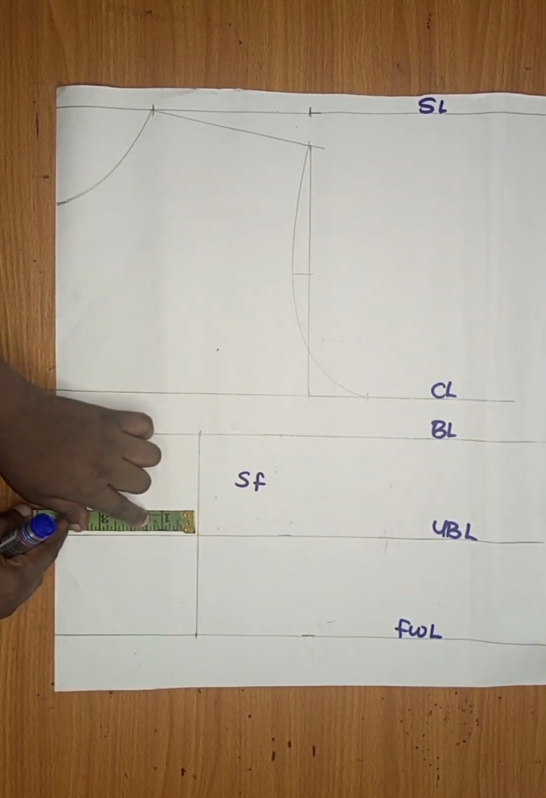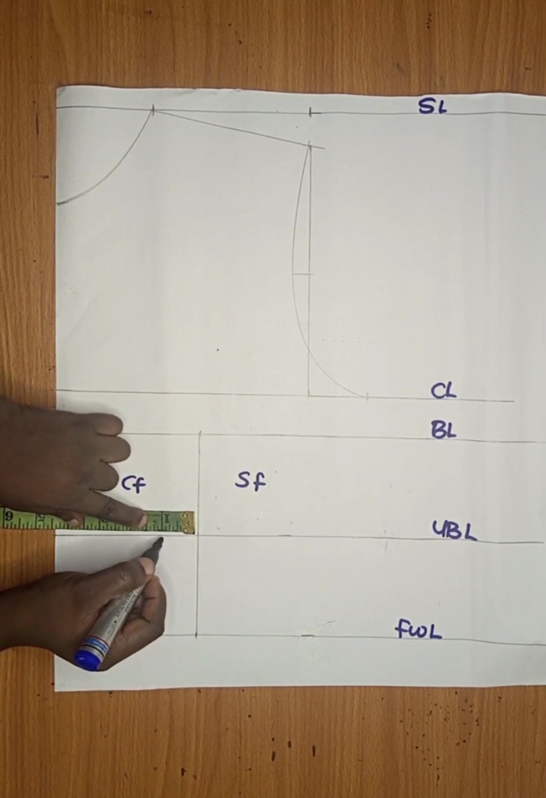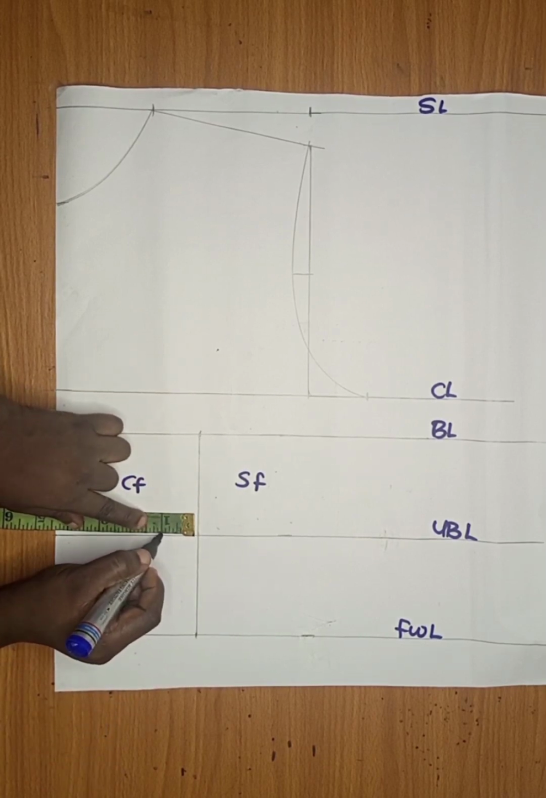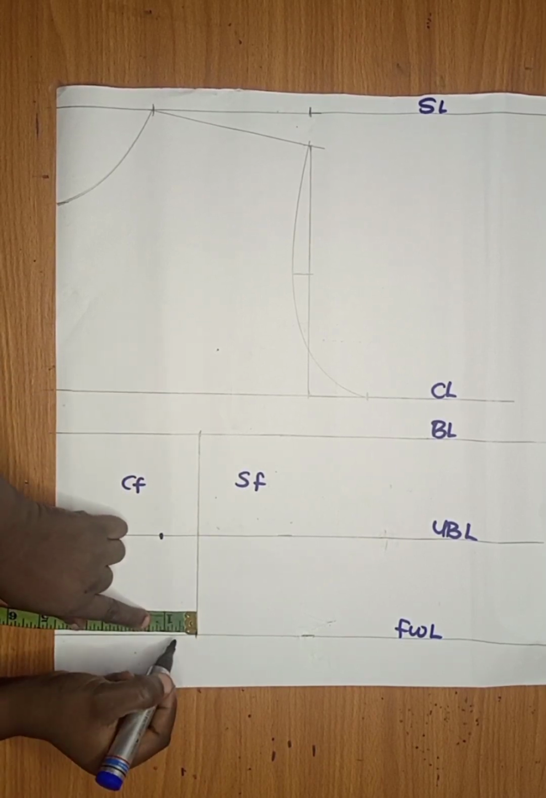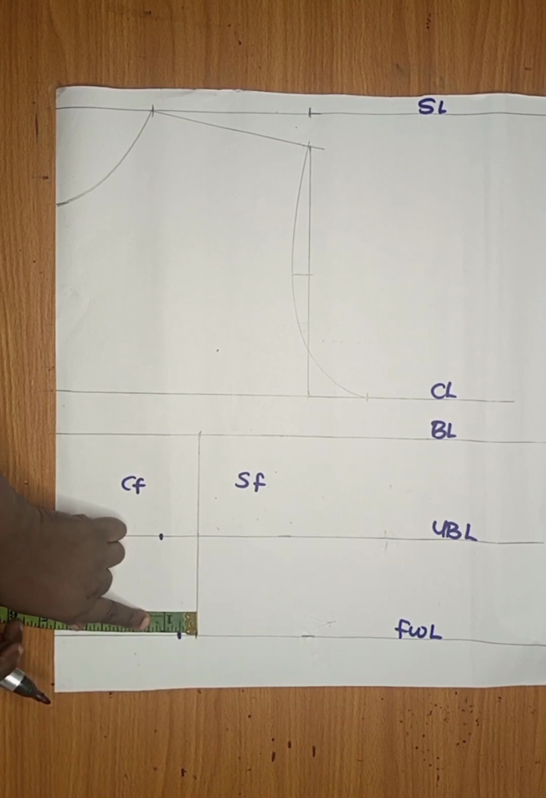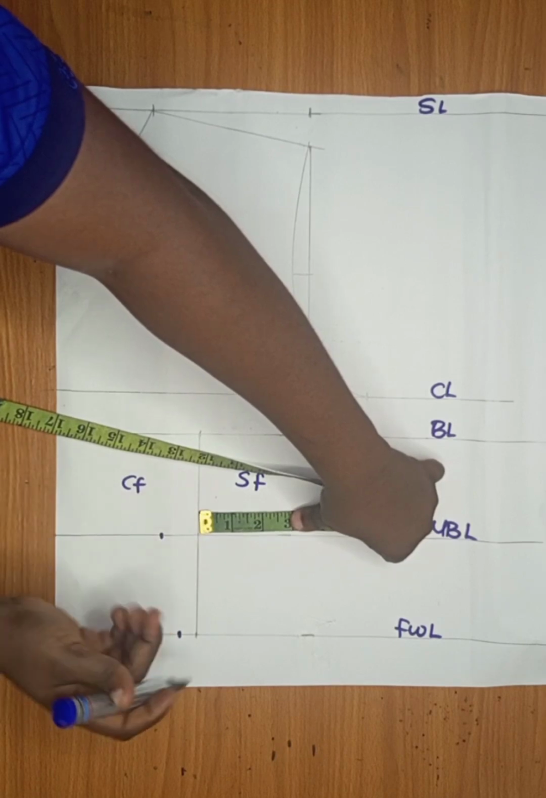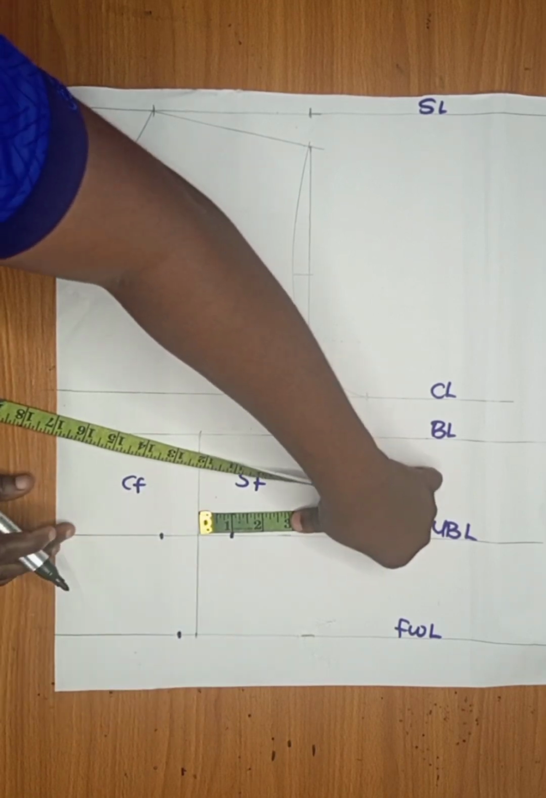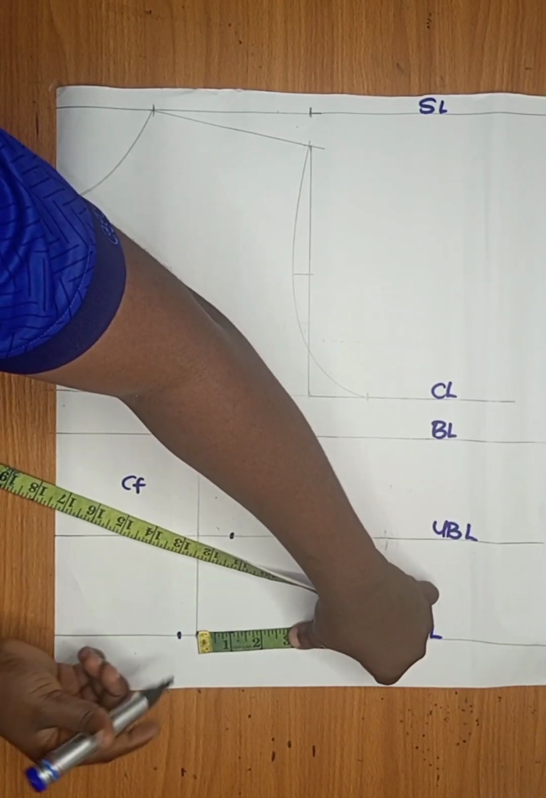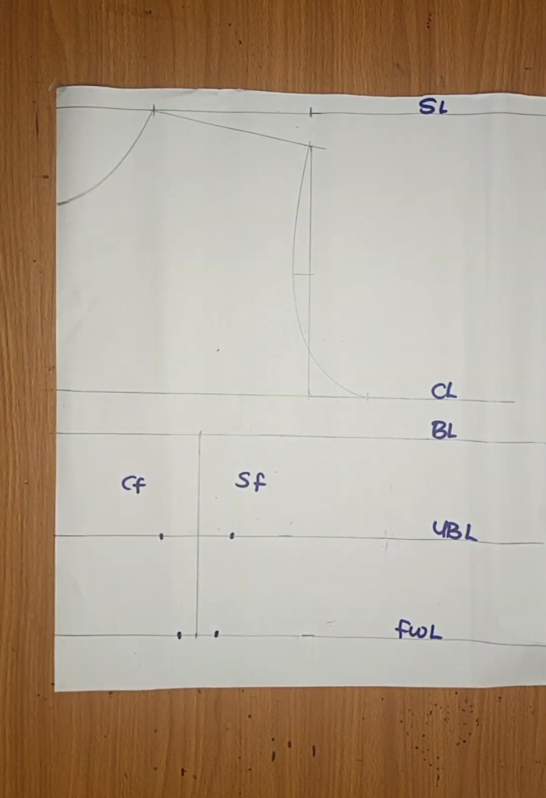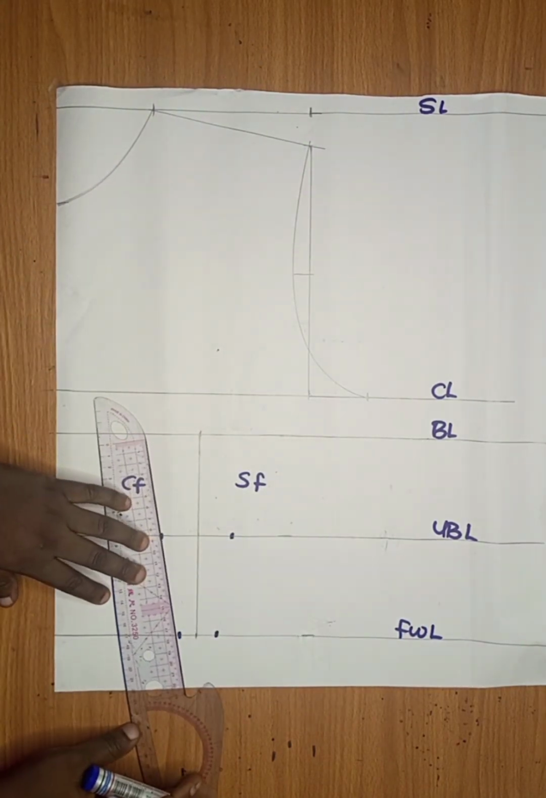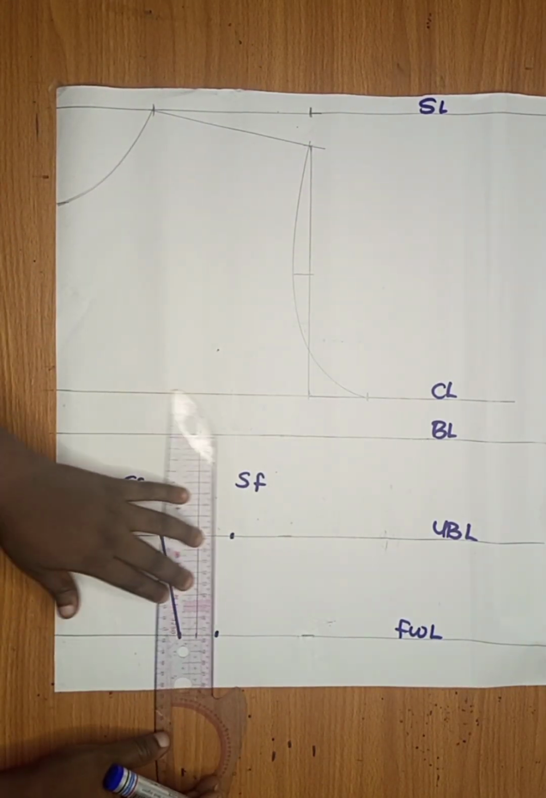Now from the under bust line on the center front, I'm going to mark 1 inch. Then on the front waist line, I'll mark half inch, still on the center front, okay? Now for the side front on the under bust line, I'll mark 1 inch. Then for the full front waist line on the side front, I'm going to mark half inch. So I'll go ahead and connect those points like so.